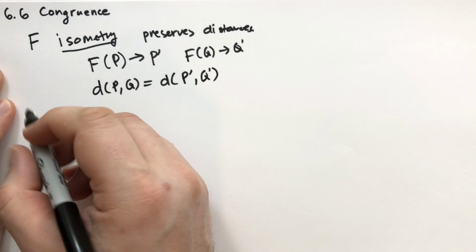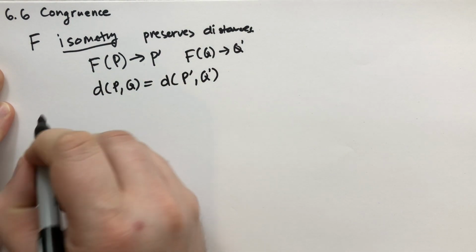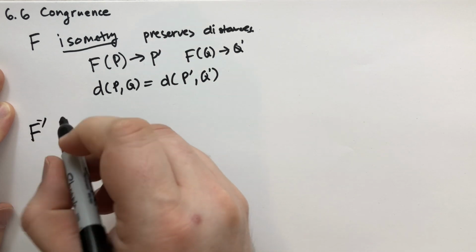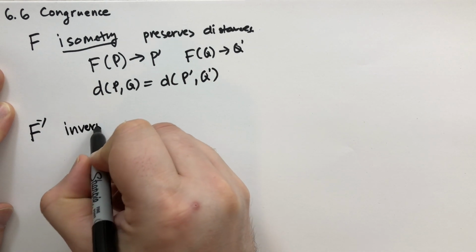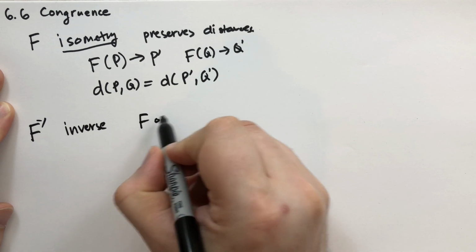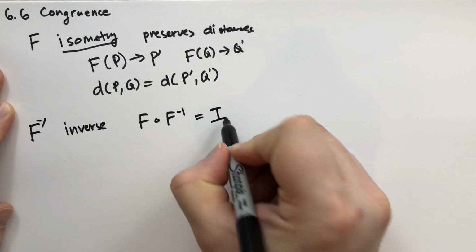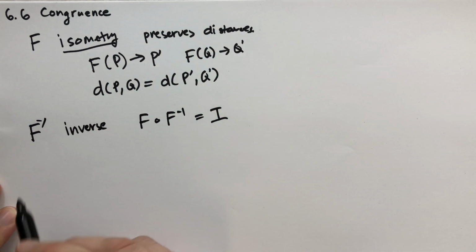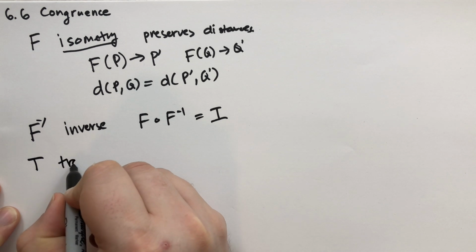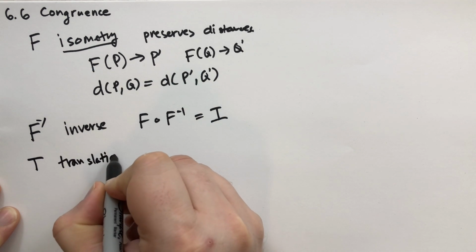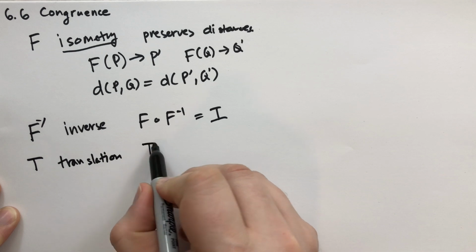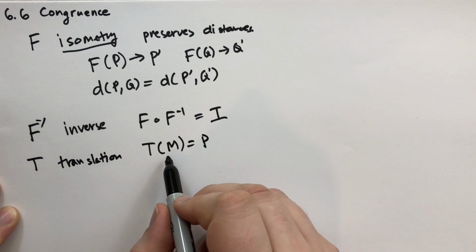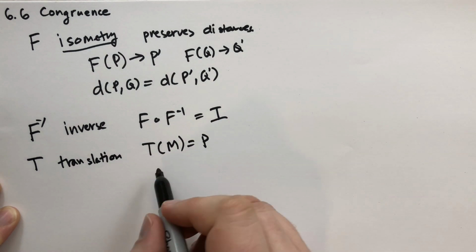We also identified all of the isometries, and the reason why we were able to do that is because we knew that every isometry has an inverse. F to the minus 1 is the inverse, such that F of F to the minus 1 is the same as the identity, which does nothing in the mapping. And the important isometries that we identified were the translation. And you can uniquely identify every translation based on how it moves. So if point M goes to point P in this translation, then this uniquely identifies the translation.